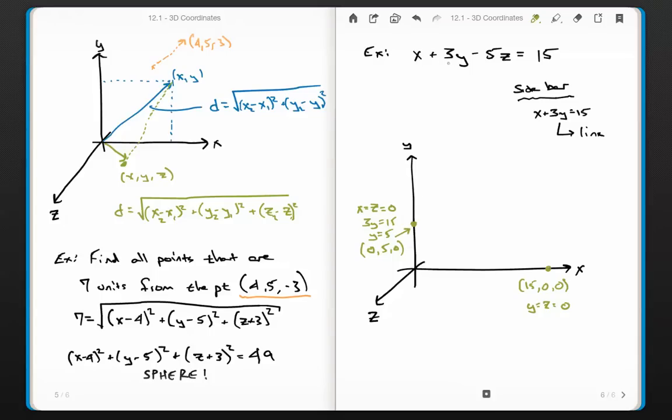Well, let's do the last one. What if x and y are both 0? Then negative 5z equals 15, which means z equals negative 3. So now I've got to go backwards. I've got to go in the negative z direction. The way I like to draw that is a dotted line back here, put an arrow there and say this is the negative z direction. So that would be z equals negative 3. Do that in green again. So that would be right about here.